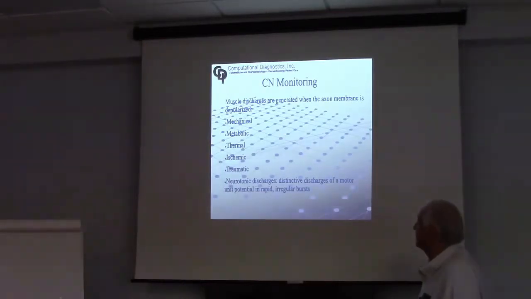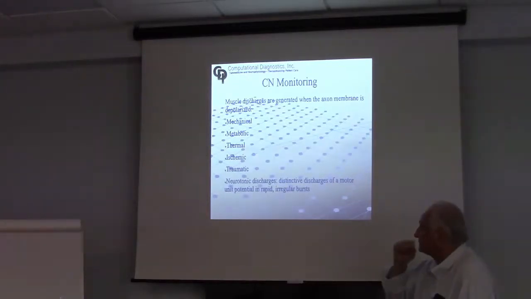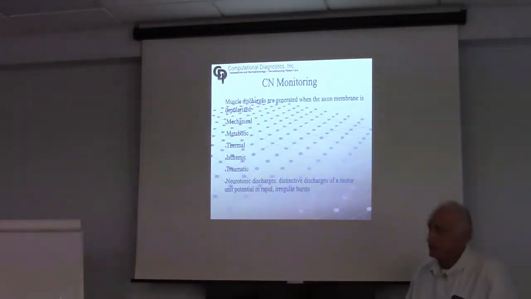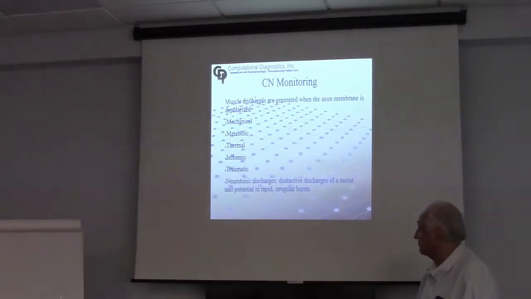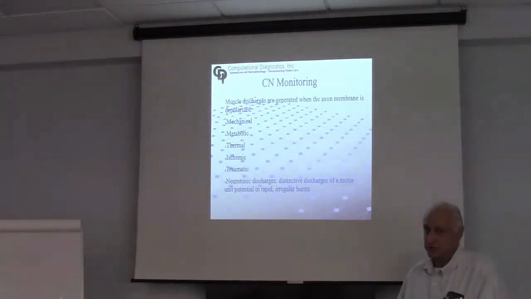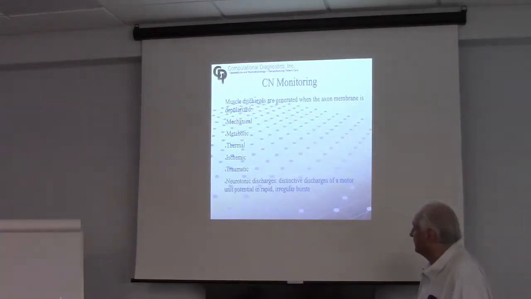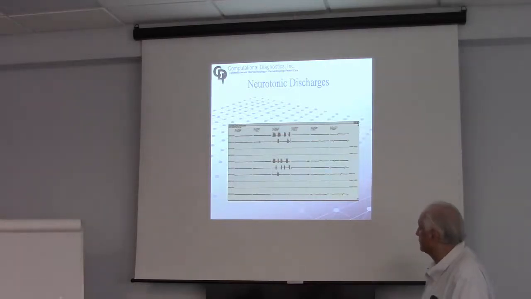Muscle discharges are generated when several things can happen to cause them. One is the axon membrane is depolarized. It can be mechanically irritated or stimulated. It can be metabolic, it can be stimulated thermally, it can be ischemic or traumatic. And when these happen, you get what we call neurotonic discharges, namely very brief firing patterns of the motor unit potential. So this is what the neurotonic discharges are going to look like.